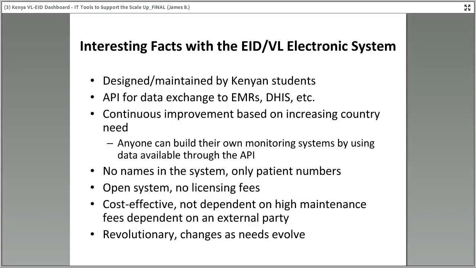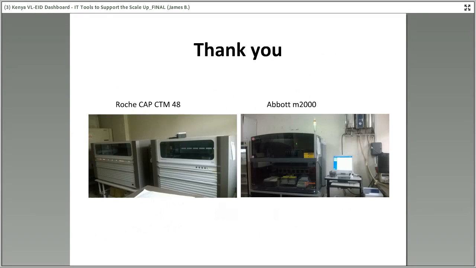As needs come in, recently we had requests from PEFA asking for some of the indicators to be changed for EID. We're able to go in with our programmers, look at it, and make sure that some of these indicators are involved.